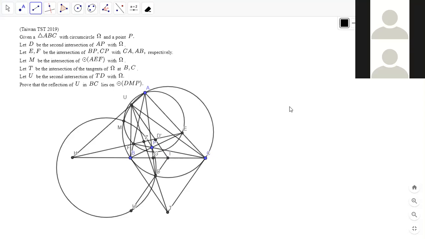ID times IU prime equals IG times IH. Maybe this can be useful. Okay, so that's cyclic basically, right? Yeah.